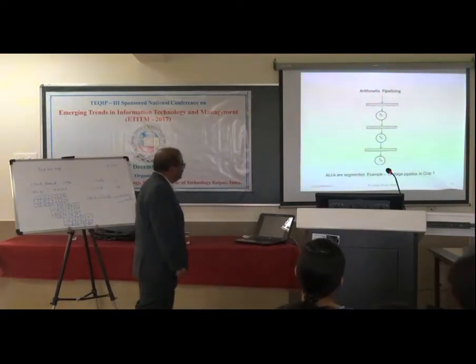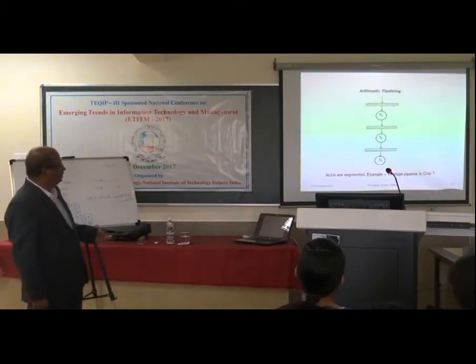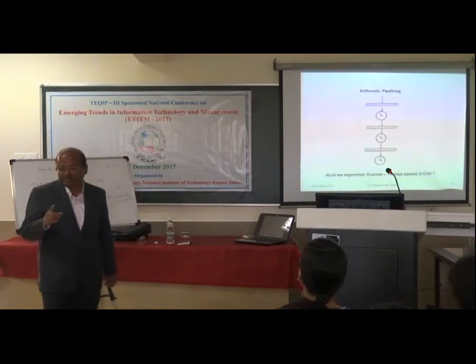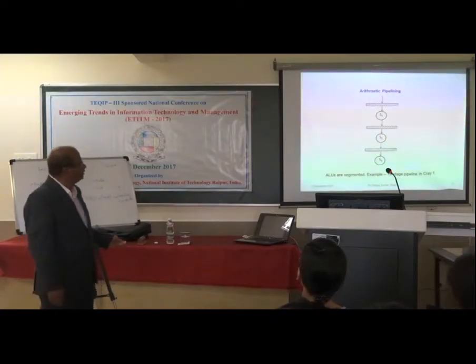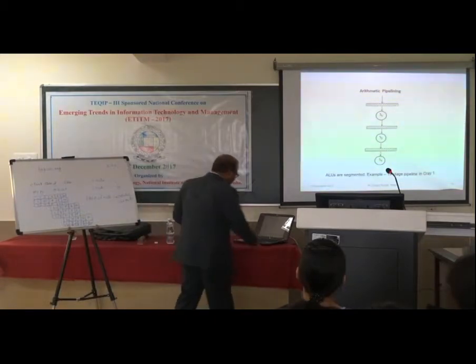So arithmetic pipeline. ALUs are segmented, and an example is in Cray 1. A 14 stage pipeline is there. That means ALU is divided into various stages, arithmetic logic unit. So this is called arithmetic pipeline.